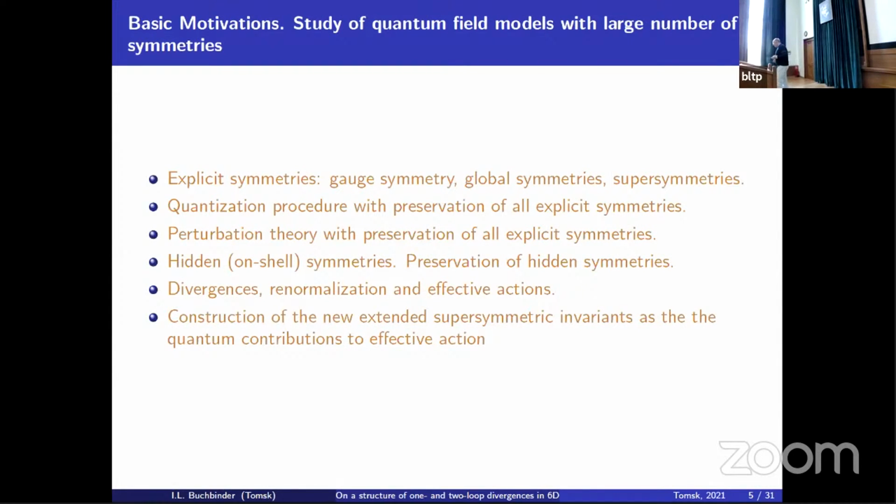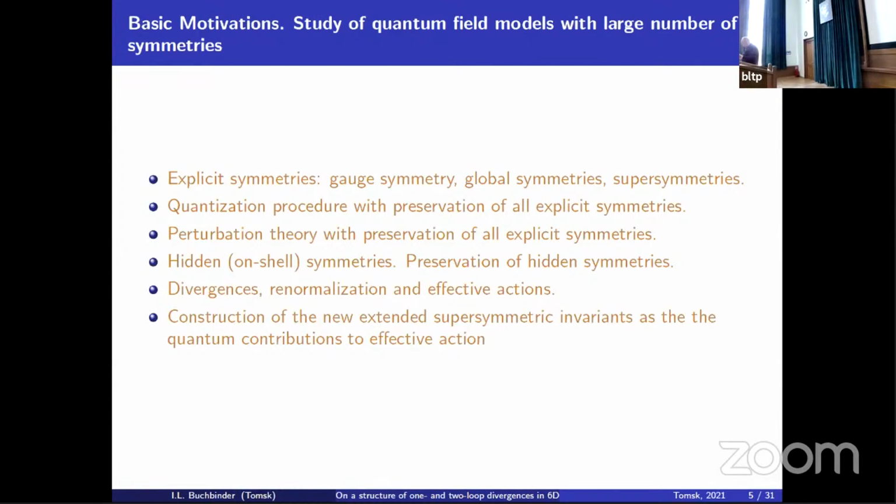From field theory, the extended supersymmetric field theories possess many symmetries. There are explicit symmetries like gauge symmetry, global symmetry, supersymmetries, and there are hidden symmetries. From the quantum field point of view, it's interesting to organize the quantization of these models with preservation of all explicit symmetries and hidden symmetries. So there is a problem of formulation, how to formulate quantum field theory with these properties, and second, how to organize the calculations with preservation of all symmetries. As a result, we will study the effective action and try to understand the structure of divergences, renormalization, and so on.